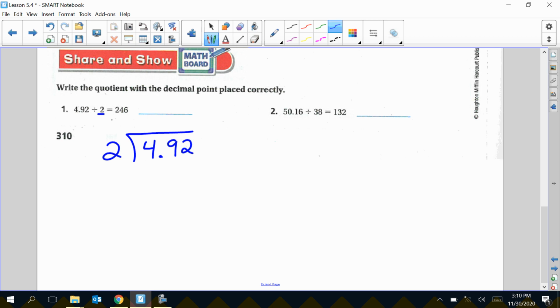Now remember, every digit should have something above it. 2 goes into 4 2 times. So this is 246. If you needed to, you could divide it all the way out. But remember, everything should have something above it. So the 4 has the 2 above it, the 9 has the 4 above it, and the 2 has the 6 above it. If we work this out, we would get 246. The decimal point is going to move straight up into our quotient. So our answer to this problem is 2 46/100.